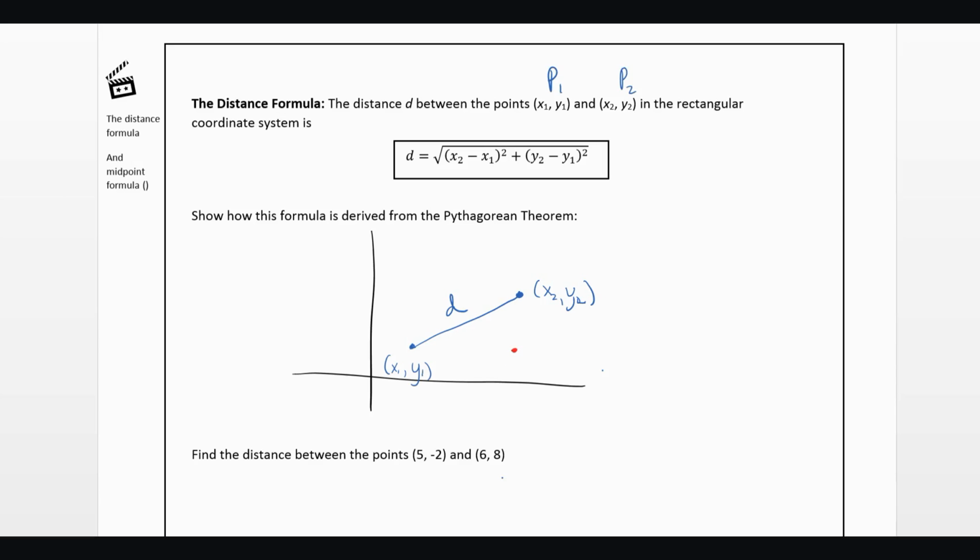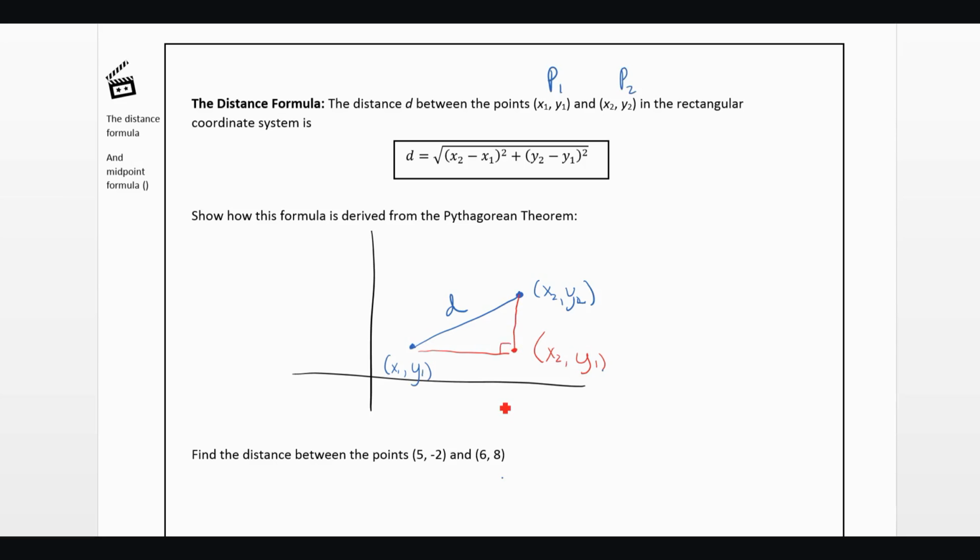Now, this is at the same x spot horizontally as the point above it here. So this would be x2, comma, it's vertically the same as this first point, y1. And what we're going to do with that point is make a right triangle.